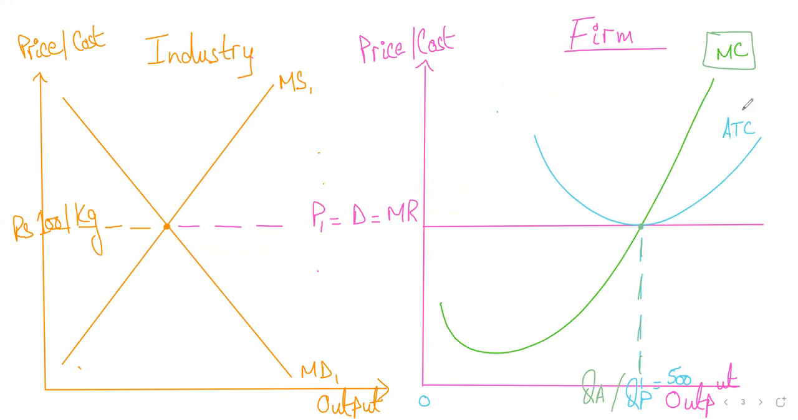If this ATC had been even slightly higher, let's draw it like this. Now, let's say it's not the blue line, it's the red line. If the ATC were over here at the red line.